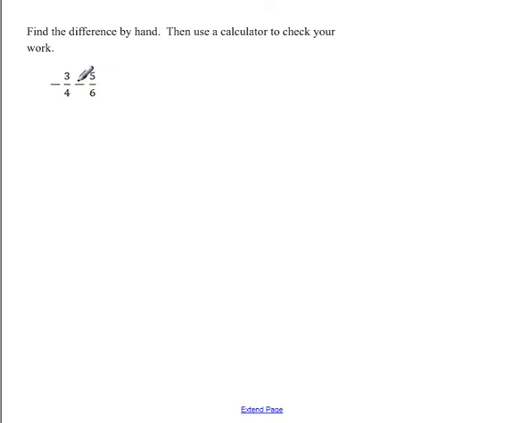So let's start with changing the subtraction problem into an addition problem, working with the idea that a subtraction is the same thing as adding the opposite. So -3/4, instead of subtracting 5/6, I'm going to add the opposite of 5/6. So subtraction will become addition, and the opposite of 5/6 is -5/6. So we've changed our subtraction problem to an addition problem.